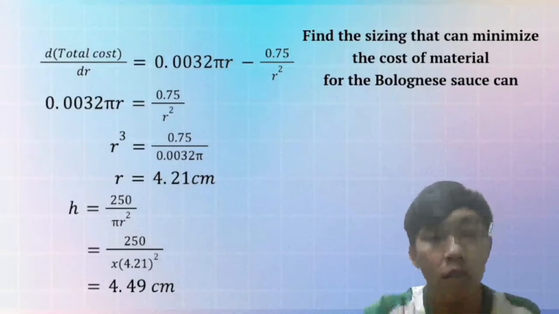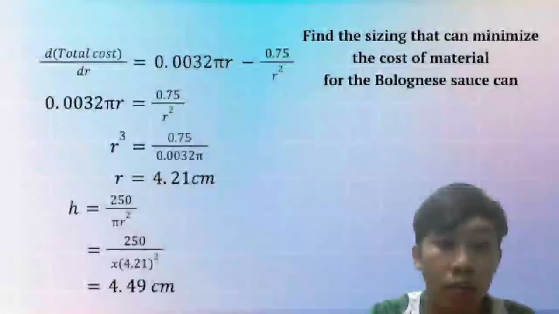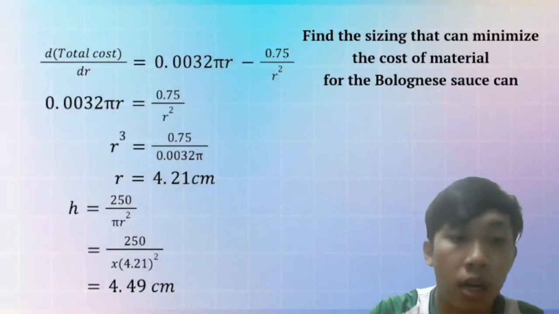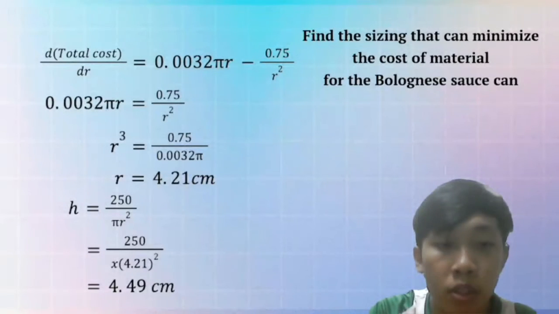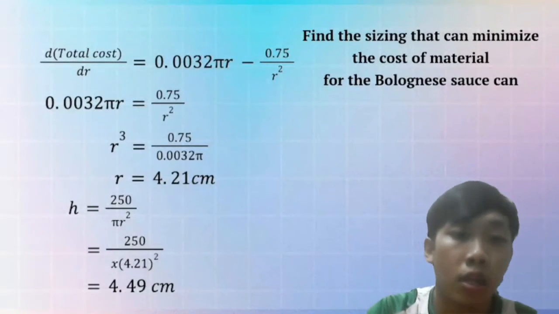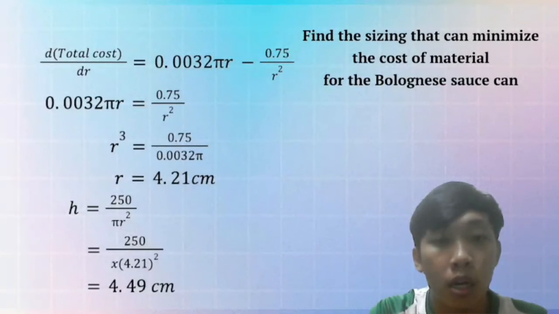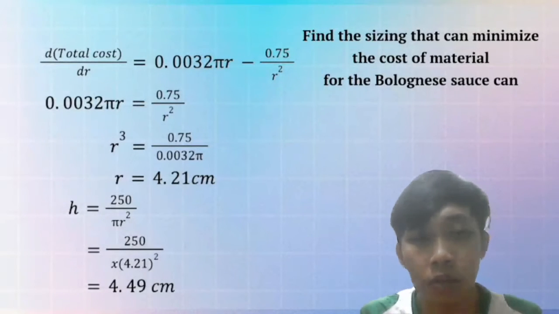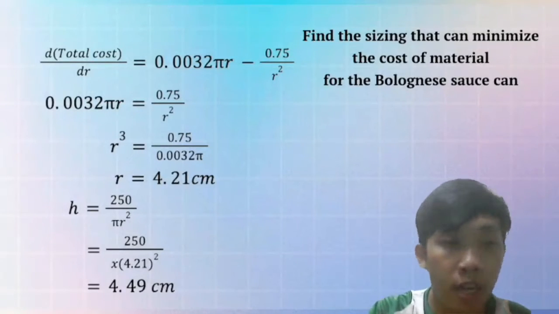0.0032 pi r we move to the right, and r power 2 we move to the left, multiply with r, we can get r power 3. Then r power 3 equals 0.75 over 0.0032 pi. We want to remove power 3, so we take the cube root of both sides, and 0.75 over 0.0032 pi we also put cube root, and we get r.